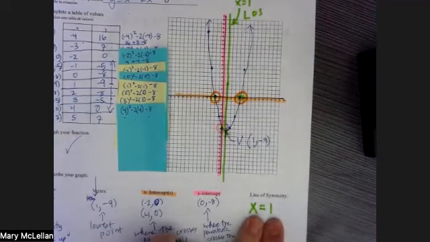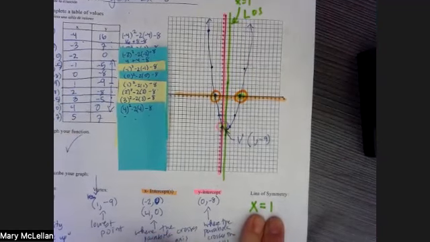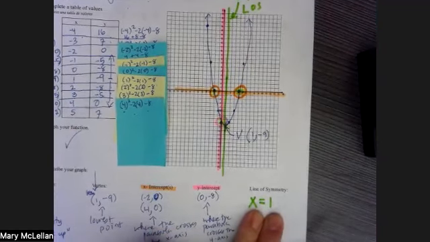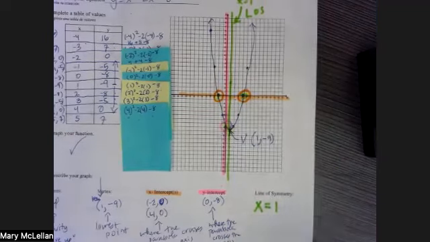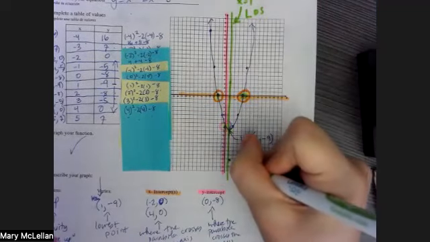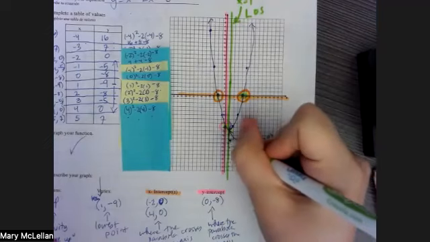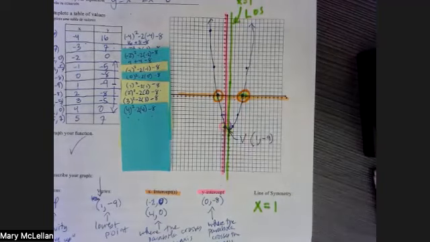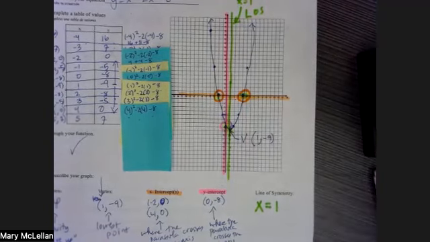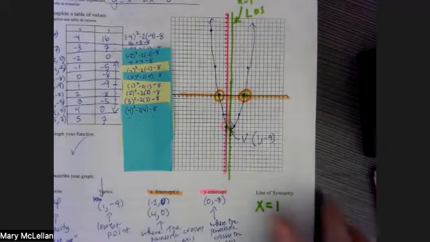Sometimes students will write 1. That's a bit of an error. It's subtle, but there's a difference between the value 1 and the line x equals 1. This is the line x equals 1 because if you notice, every point on the line, if you were to write it as a coordinate, would have an x value of 1. So that's our first graph. There are several more. I'm going to turn the page.